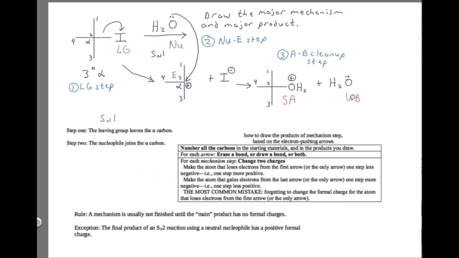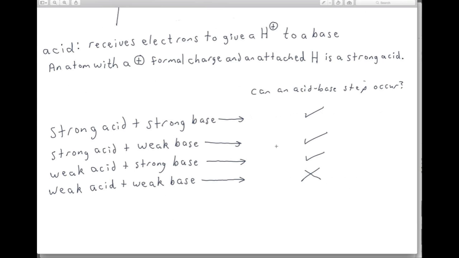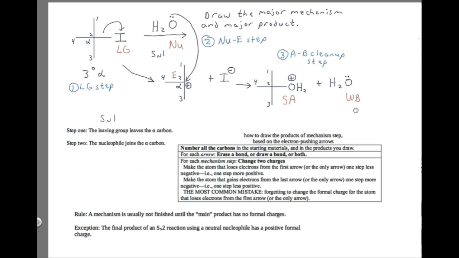Now, water is a weak base, but that's okay because this molecule here with the positive charge is a strong acid. We only need one of these reactants to be strong, so to speak, for the reaction to work. So a strong acid can react with a weak base. We saw in the previous video that a strong acid can react with a weak base. Only one of the starting materials has to be strong in order for an acid-base step to occur.